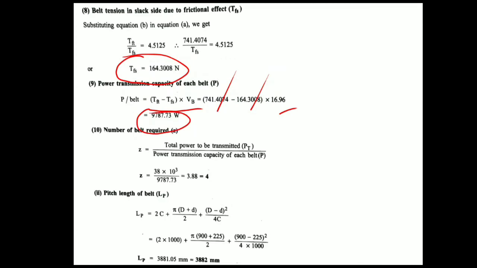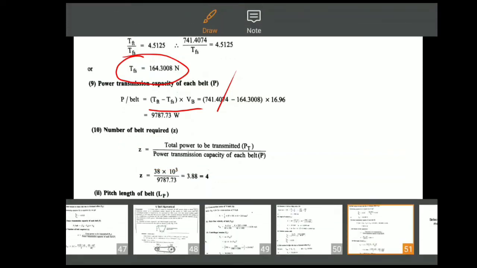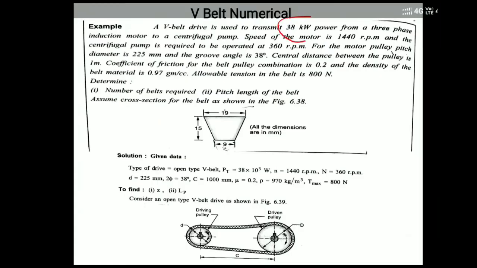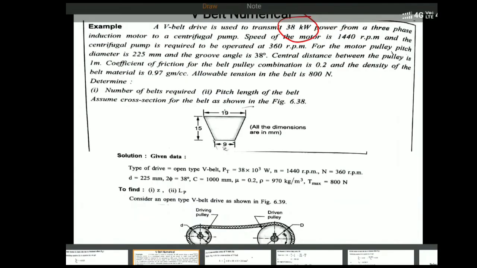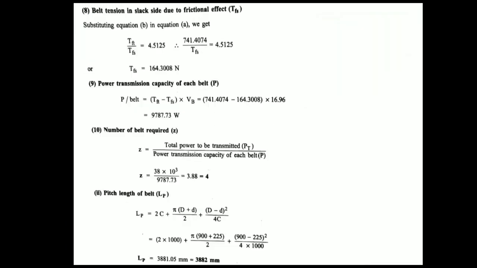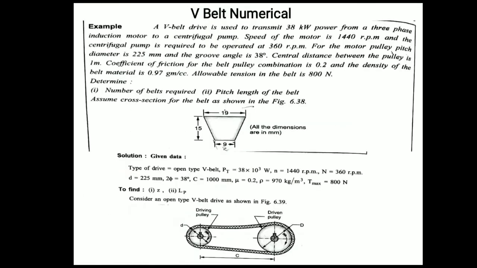Clear? Therefore the number of belts Z is equal to total power transmitted. Now see, they have given in the given data. Total power transmitted 38 kilowatt, correct. So 38 kilowatt divided by power transmitted by each belt, 9787. By putting this value, we will get the number of belts 3.88. So that is round figure 4 belts we need to take to sustain such kind of the power, correct. So this part is over. They have asked for the number of belt, over.